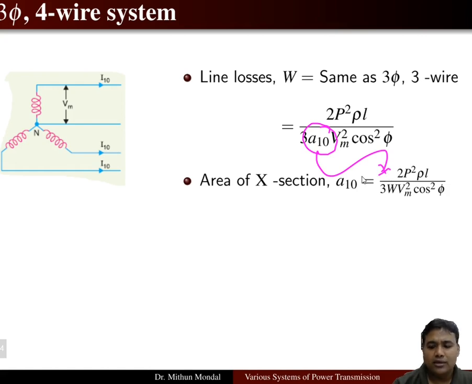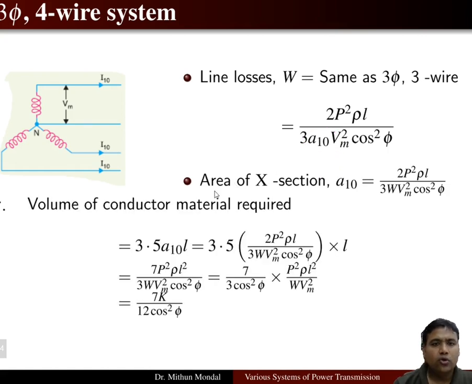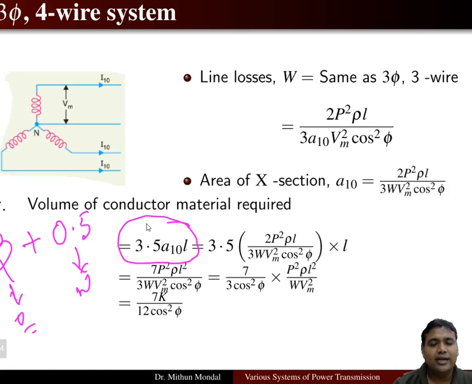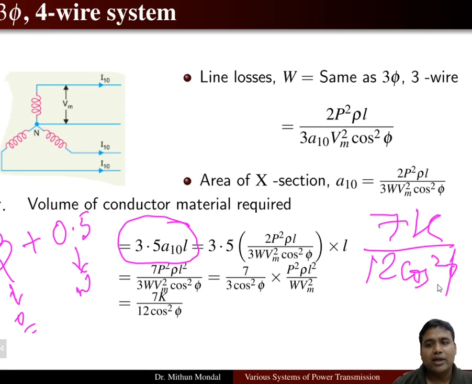Then you will determine the volume. How many conductors do you have? 3 conductors from the outer and 0.5 conductor from the neutral. This is your neutral and this is your outer conductor. So you get 3.5 times A10 into length. So you get the volume as 7 times the comparison basis K divided by 12 into cos square phi. This is the comparison basis for the volume of the conductor material for the three-phase, four-wire system.